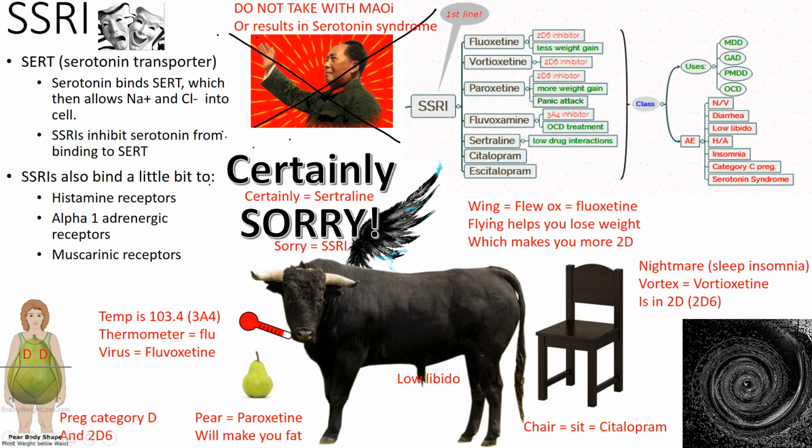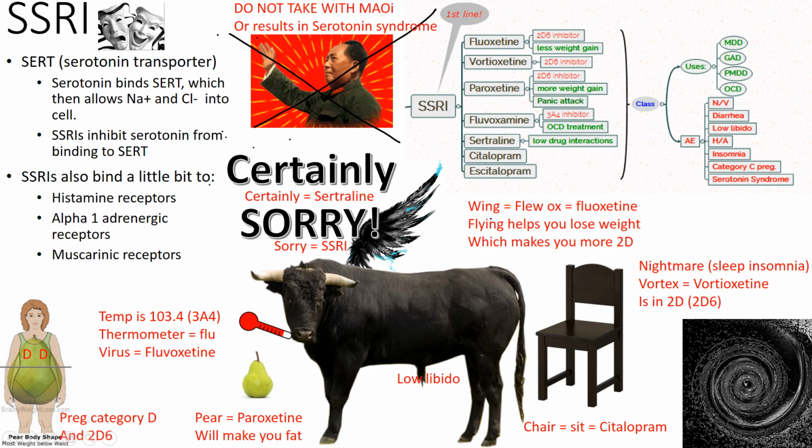First of all, I'll back up a little bit. Certainly stands for sertraline. So certainly sorry, sertraline. Certainly equals sertraline. There it is. Sertraline, that's a drug on our list. Okay, that's going to help you remember. This is what the ox says: I'm certainly sorry, because it shows up in your nightmare.